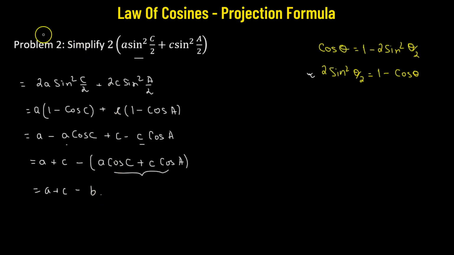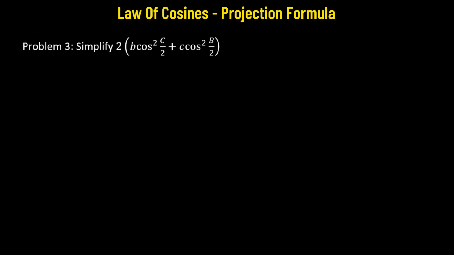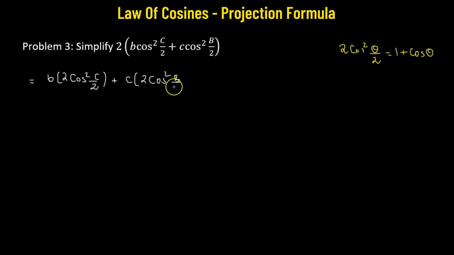Let's go to the next problem. Here, this is quite similar to the previous problem. Now this time we have sine squared of c over 2 and cosine squared of b over 2 instead of sine squared. So let us begin. Here we will be using the formula that 2 times cosine squared theta over 2 can also be expressed as 1 plus cosine theta. Fine. So first we will simplify our given expression. We have b multiplied by 2 times cosine squared c over 2 added to c times 2 multiplied by cosine squared b over 2.